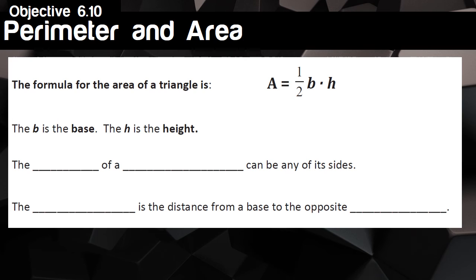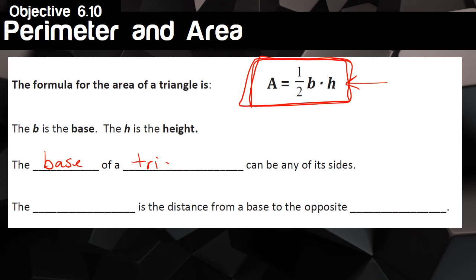So here we're given the equation area equals 1/2 base times height. This is the one that is found on the SOL formula sheet. To recap, the B is the base, the H is the height. The base of our triangle can be any of its sides. And the height is the distance from the base to the opposite angle.